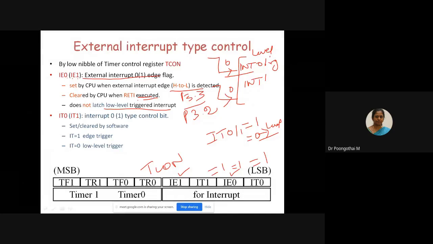So the control of edge triggering and level triggering can be done by using IT0 and IT1 in the TCON register. When IT is equal to 1, your 8051 will accept edge triggered signal, otherwise level triggered signal.